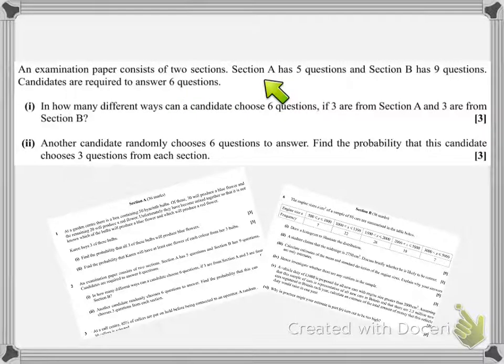Now there's a different number of questions in each section. Section A has got 5 questions, Section B has got 9 questions. In the first part of the question, we're interested in the number of ways someone can choose their 6 questions if they pick 3 from Section A and 3 from Section B. And then when we get to part 2, we'll be looking at someone who chooses 6 questions and finding the probability that if they chose them at random, they just so happen to pick 3 from each section, so 3 from A and 3 from B.